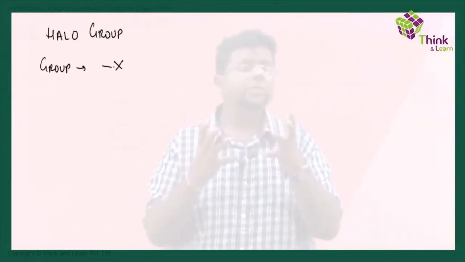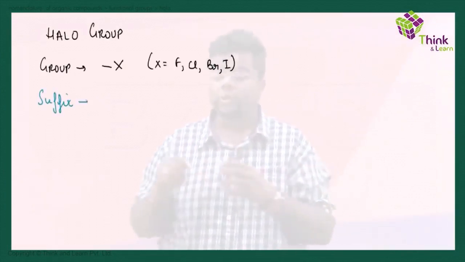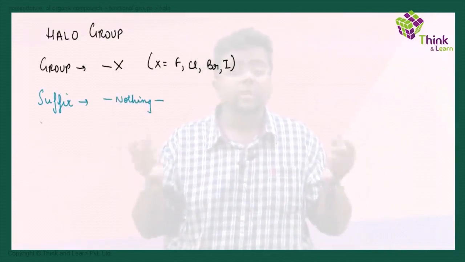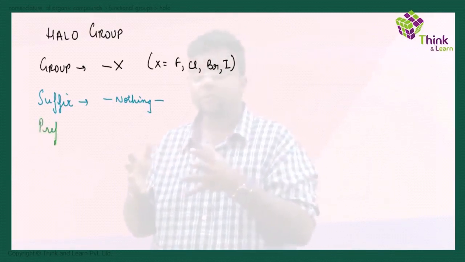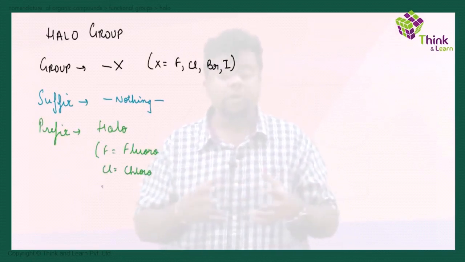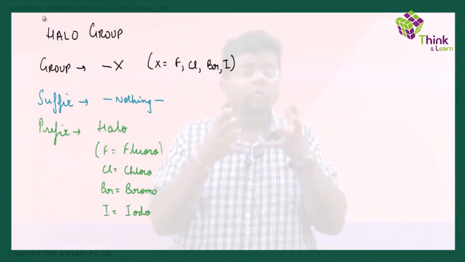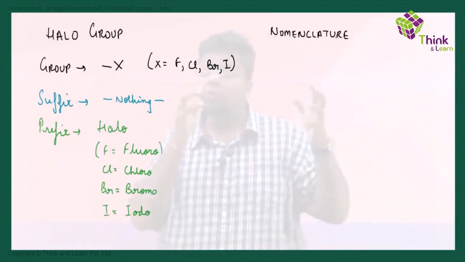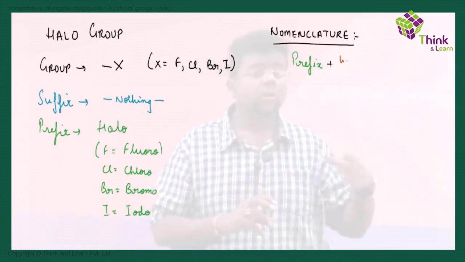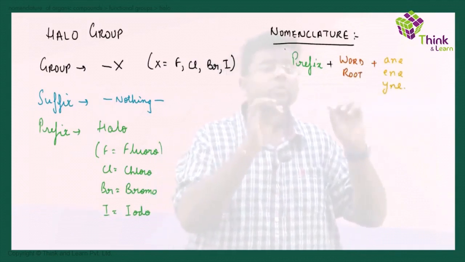Now let's talk about a special functional group called the halo group. Yes, the group is represented by X, where X can be fluorine, chlorine, bromine, or iodine. And what should be the suffix? There is nothing as the suffix, but it's a prefix that we'll use, which is halo, where fluorine becomes fluoro, chlorine becomes chloro, bromine becomes bromo, and iodine becomes iodo. What is so special? Halo groups have no suffix, only prefix. That is why for the nomenclature, it would be prefix plus word root plus ane, ene, or yne. That is what makes the halo group special.